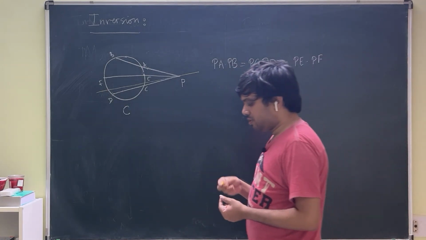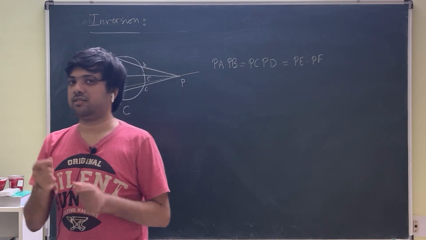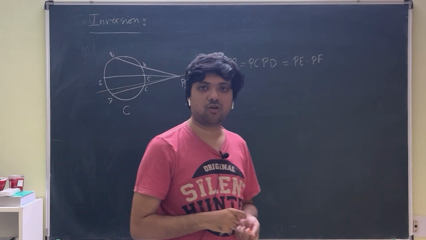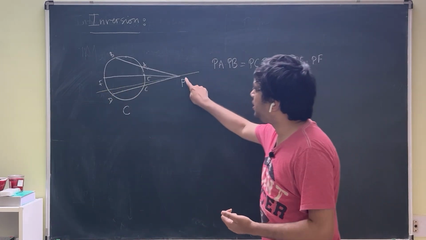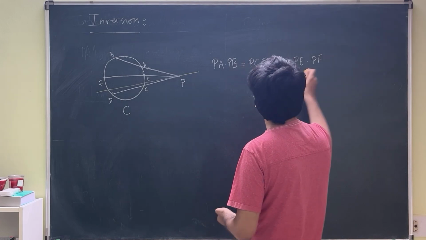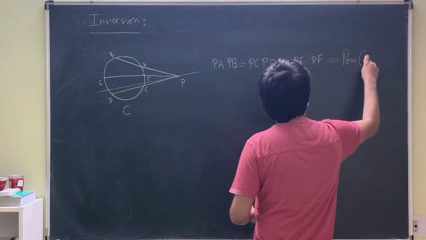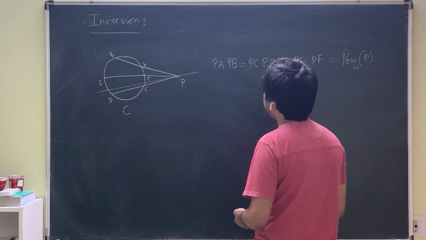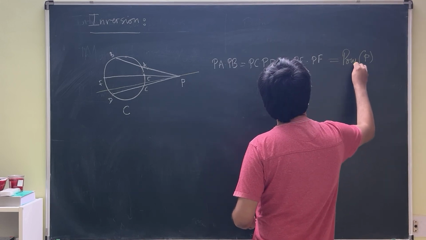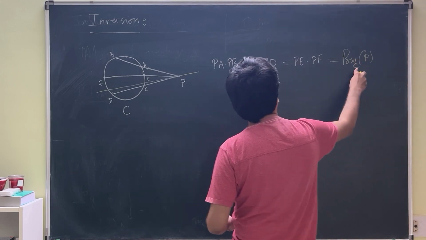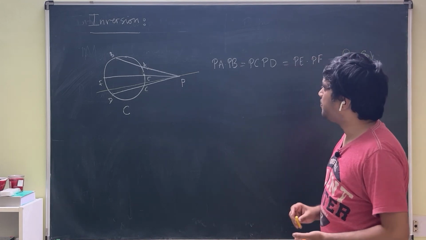The number that is not changing, that PX into PY, is called the power of the point P with respect to this circle. These quantities are called the power of the point P with respect to the circle C.